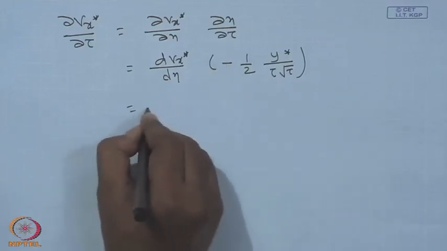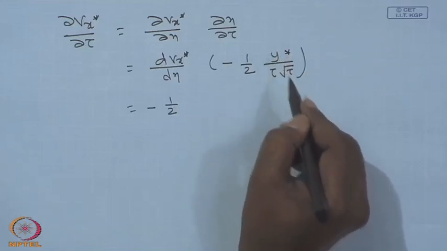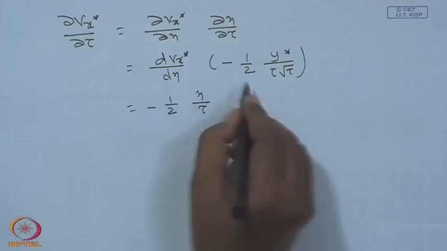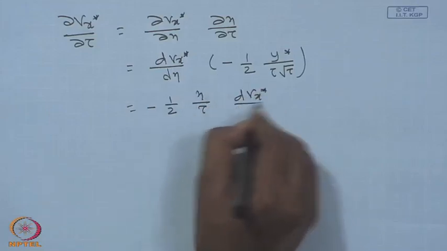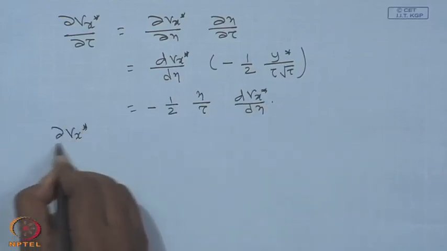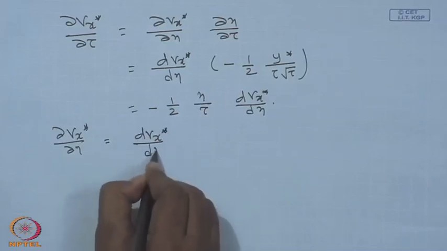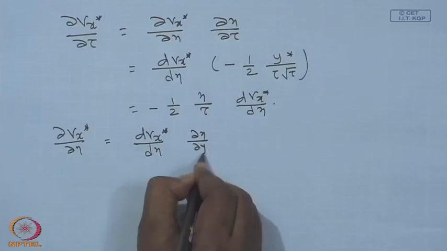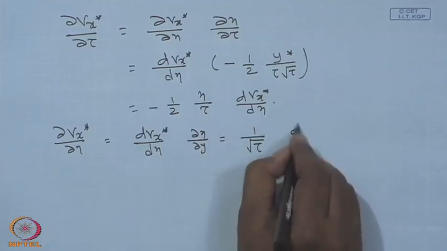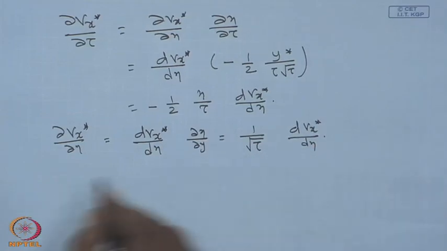So, it will be minus 1 by 2. This y star over root tau, y star divided by root over tau, is nothing but eta. So, this becomes half eta by tau dV x star d eta. Similarly, we will be getting del V x star del eta, which is nothing but dV x star d eta and d eta dy by the chain rule. So, this becomes 1 over root tau dV x star d eta.